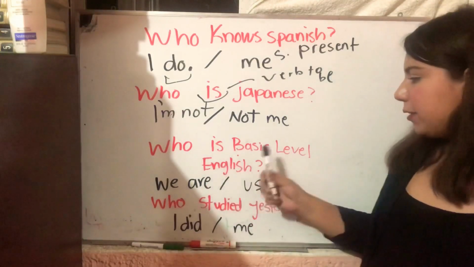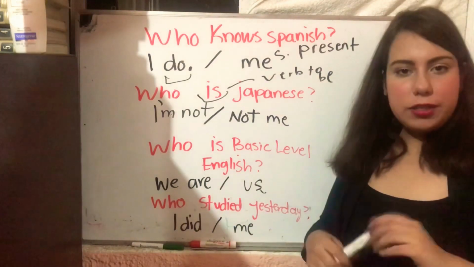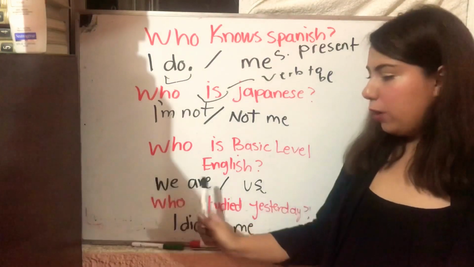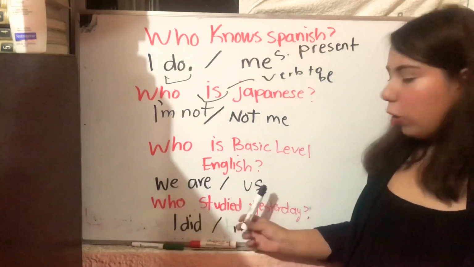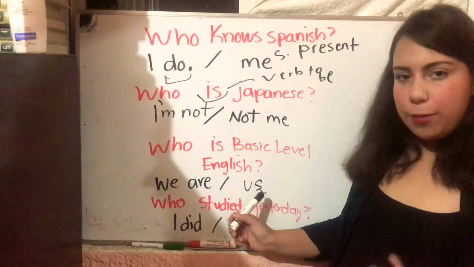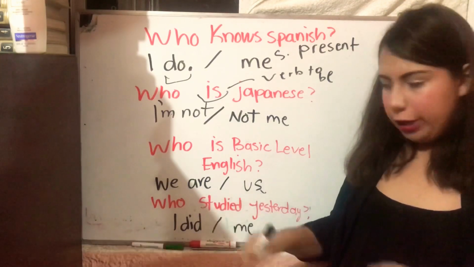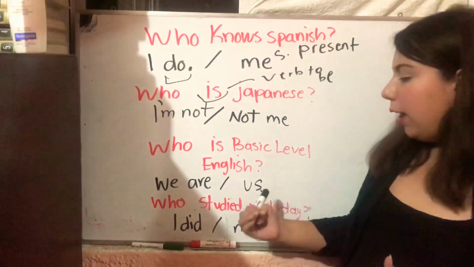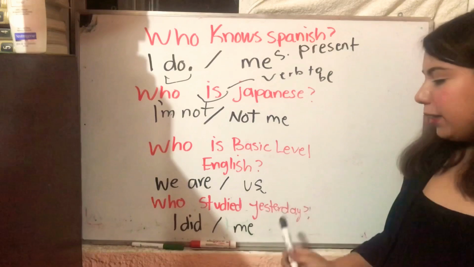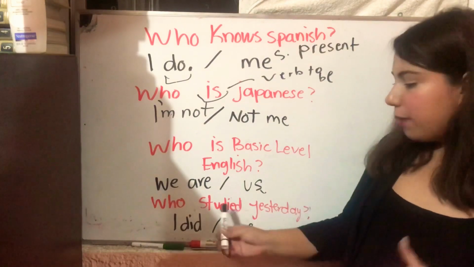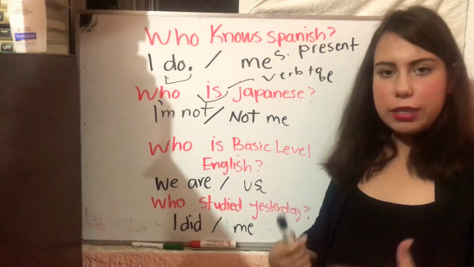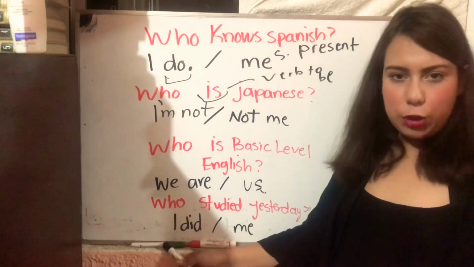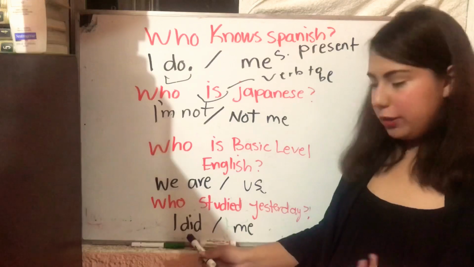Okay, who is basic level English? If you're with your partners, with your group, you could say "we are," a subject pronoun and a verb. Or you could simply answer "us," an object pronoun with no verb. So who is basic level English? We are, or us. Who studied yesterday? Here we have simple past. Remember that the auxiliary verb for simple past is did. You could say "I did," a subject pronoun and a verb, the auxiliary verb did.